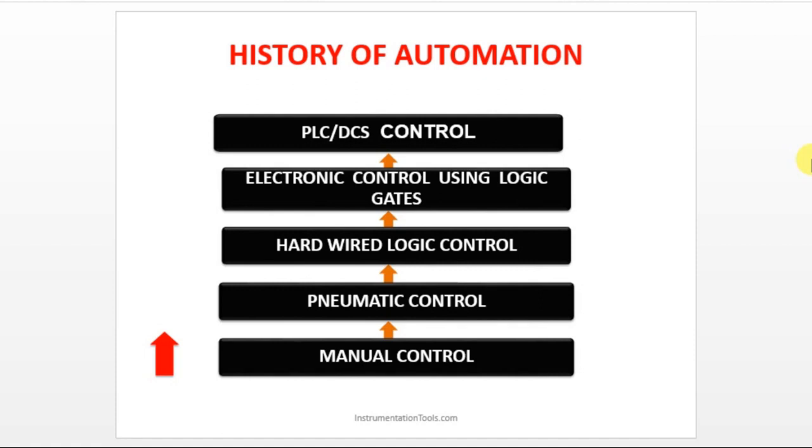So this made engineers move to electronic control, where we used some digital logic gates to perform the operation. Then we moved to PLC and DCS control. Let's see more about this PLC in our later classes. But in industrial automation, PLC and DCS are playing a major role, right? So that's at the top of our tree.